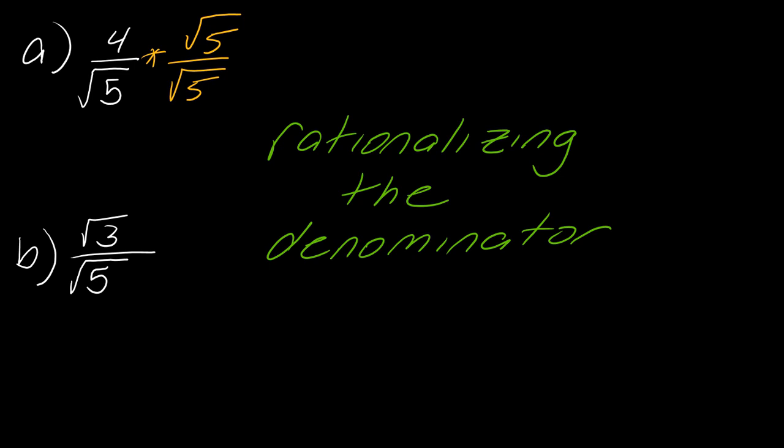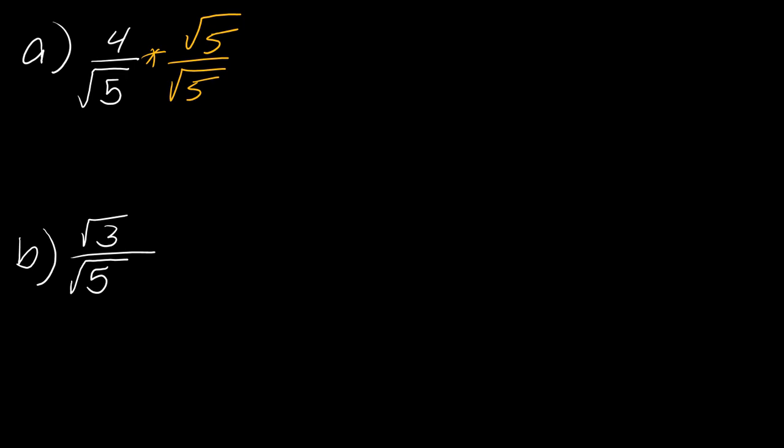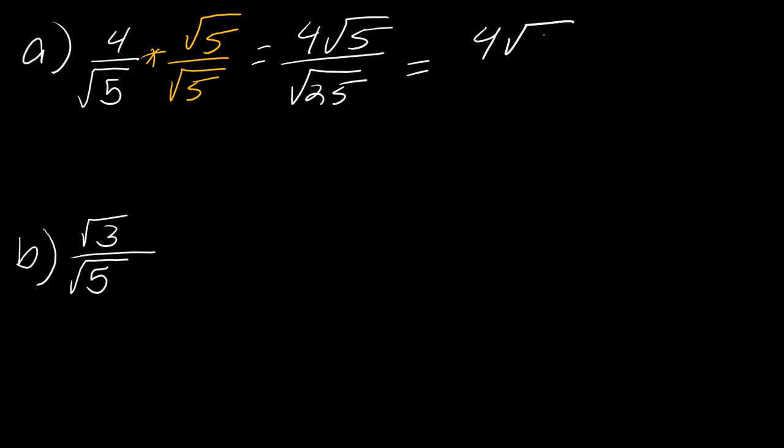So let me give myself some space. Okay, so let's work this out. So what does this become? This becomes 4 times the square root of 5 over the square root of 25. And so this will be 4 times the square root of 5 over 5.